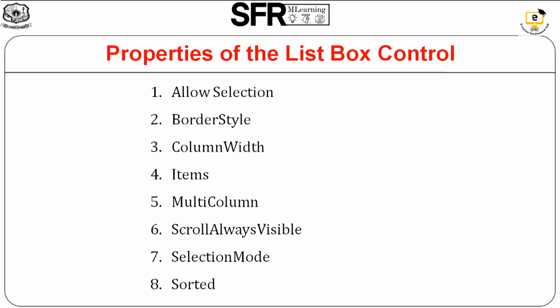And ScrollAlwaysVisible. It gets or sets a value indicating whether the vertical scroll bar is shown at all times. Then Items. It gets the items of the list box. And MultiColumn gets or sets a value indicating whether the list box supports multiple columns. Then SelectionMode. This property has four values. The first one is None, the second one is One, the third one is MultiSimple, the fourth one is MultiExtended. Finally, Sorted. It gets or sets a value indicating whether the items in the list box are sorted alphabetically.